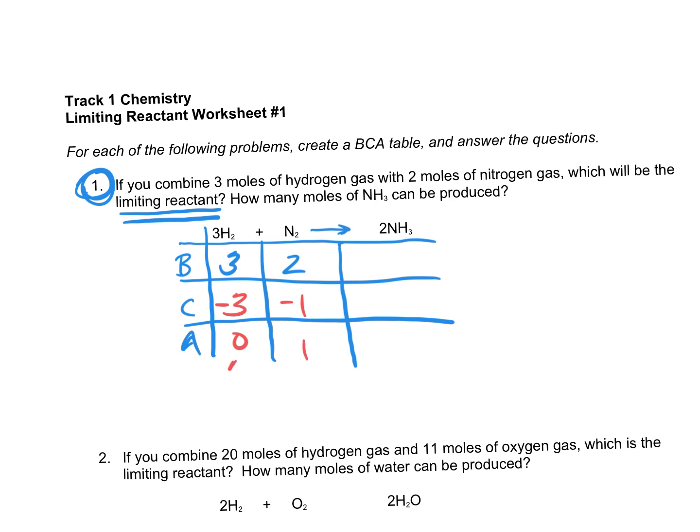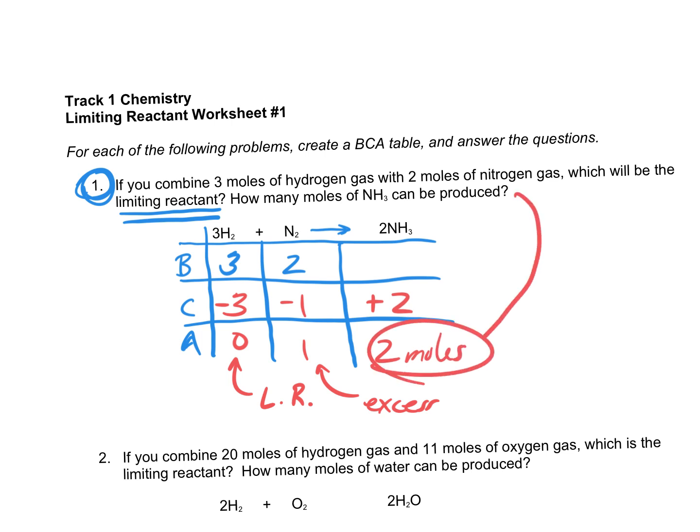What is the limiting reactant? It's the one that we ran out of. So this is called the limiting reactant. I'll just call it LR. And this is the excess ingredient in our reaction. Okay, well, now, if we're going to use up 3 moles of hydrogen and 1 mole of nitrogen, I can make 2 moles of ammonia, okay? So I'm going to make 2 moles, and 2 moles is how much stuff I can make. That is our answer.